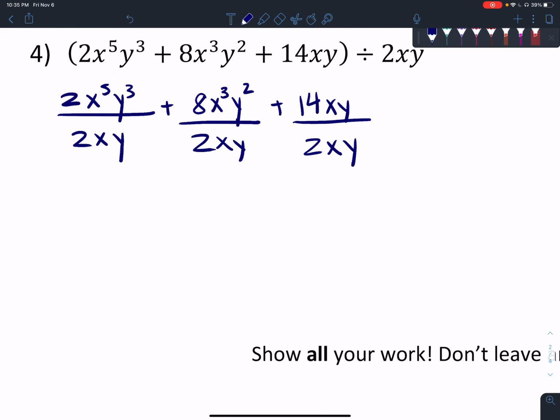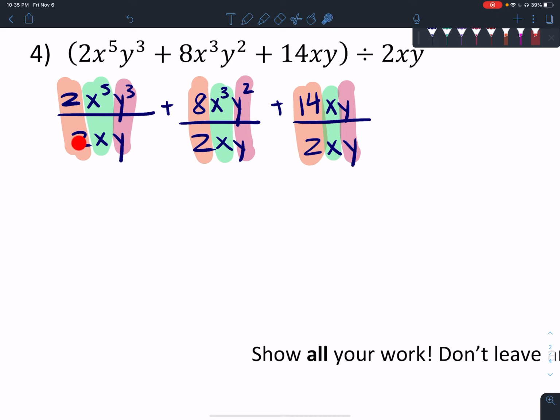Okay, so now we have to do, again, our numbers divided by our numbers. So I'm just going to match up, I'm going to color code all the stuff that matches here. So we're looking at numbers with numbers, x's with x's, and y's with y's, just so that is super clear. So our first step here are 2 divided by 2, that gives us 1. X to the 5 divided by x. So remember, we are subtracting those exponents. We get x to the 4. Y cubed divided by y. So that's exponent 3 minus exponent 1. We get y squared left over.